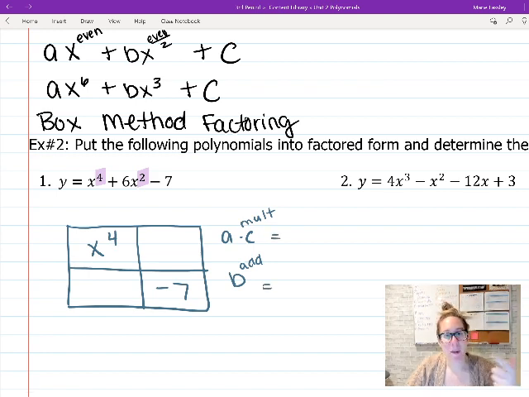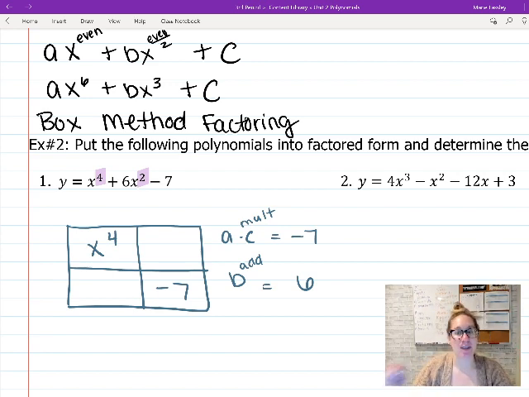All right, so in this problem, we just have a leading coefficient of 1. So a times c is going to end up being just negative 7. And my b value is going to be 6. So I want two numbers that multiply to negative 7 and add to 6. Take a second, think about it. I hope you got it. It's positive 7 and negative 1. All right, so they multiply to negative 7 and they add to positive 6.